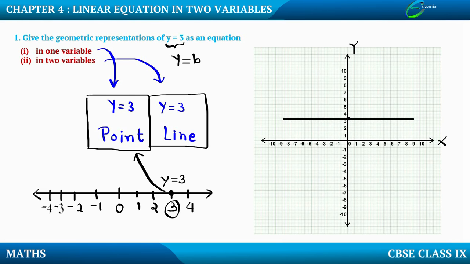So here is a line for you. So this line is like this. That is y is equal to 3. So y is equal to 3 in terms of two variables will be a line, you can clearly see, and y is equal to 3 in terms of one variable is just a point. So these are the two different graphs, that is geometric representation of y is equal to 3 in one variable and in two variables.